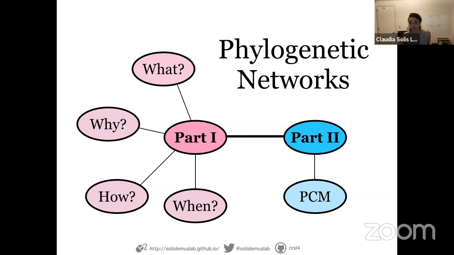Basically, what are phylogenetic networks? Why do we need to care about them? How do we get them? And when do we need to get them? And if there's time at the end, I might need to rush a little bit to show some comparative methods on networks that has been more of a recent work.